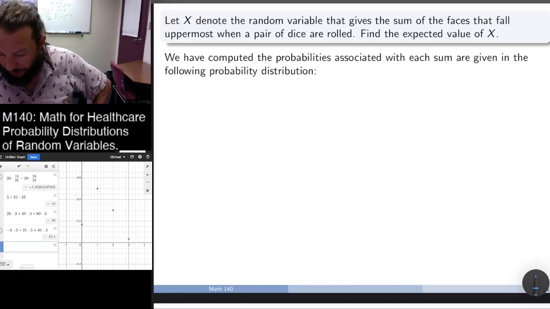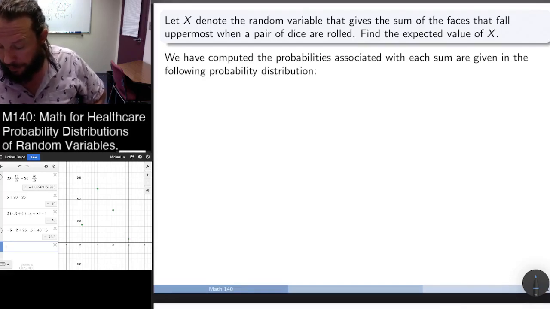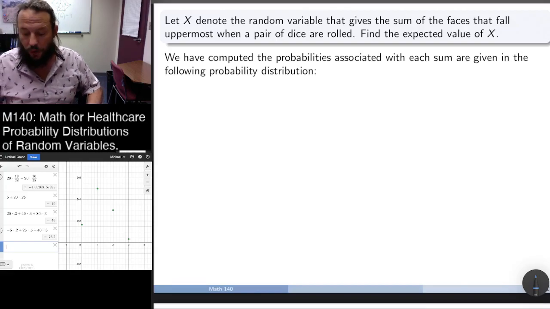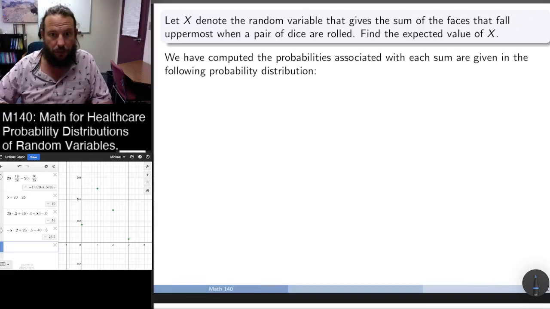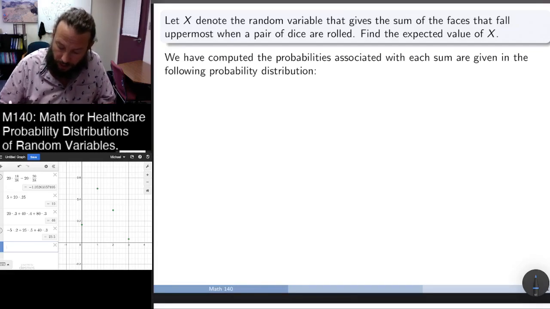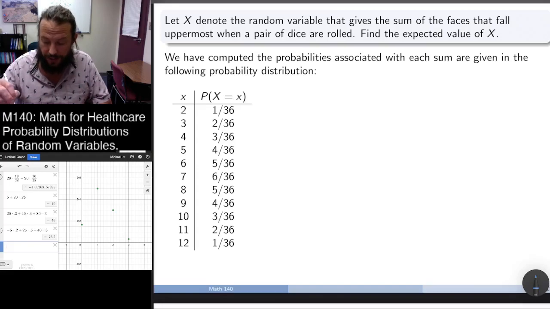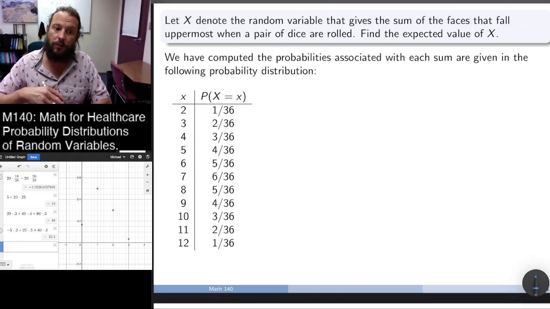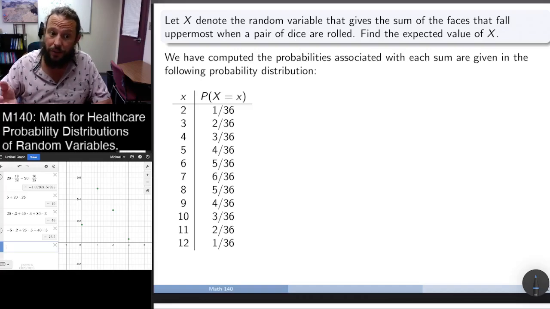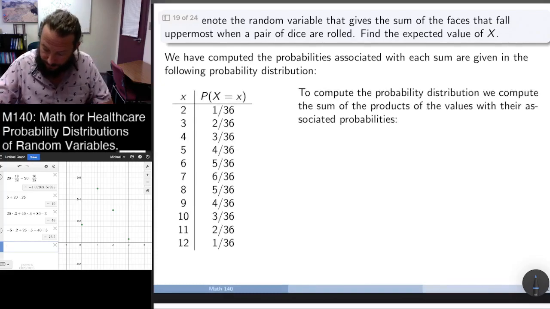Let X denote the random variable that gives the sum of the faces that fall uppermost when a pair of dice is rolled. Find the expected value of X. We've already computed the probabilities associated with each sum, and they're given in the following distribution. Remember, this is a symmetric one, symmetric around 7. What's that saying? Our guess is probably the expected value is 7. So we do the calculations.